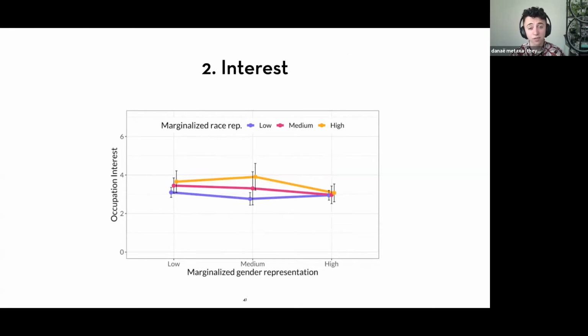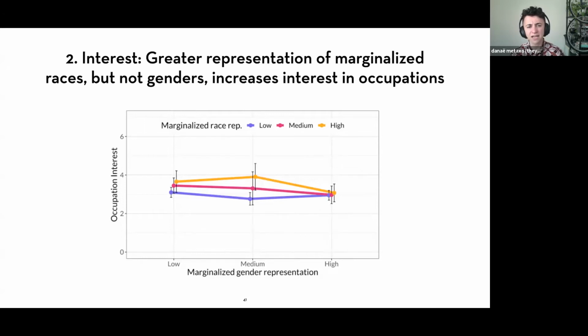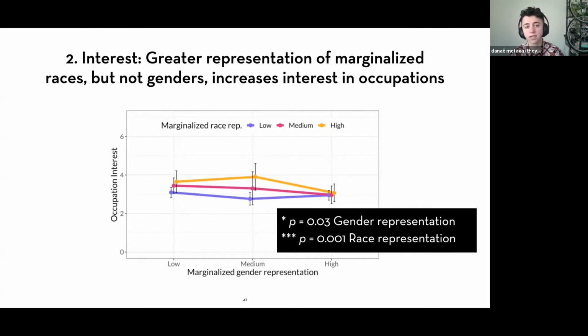Here we see somewhat different results. While increasing racial representation does slightly increase interest in the field, as you can see from these stacked lines, increasing gender representation actually had a borderline negative effect on people's interest in the field. And again, fitting a model to predict interest from race and gender in the stimuli, we confirm this finding. So in this case, search results with more women had, if anything, a negative effect on this outcome measure.